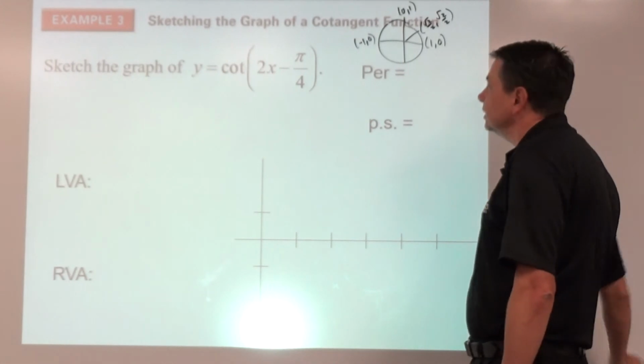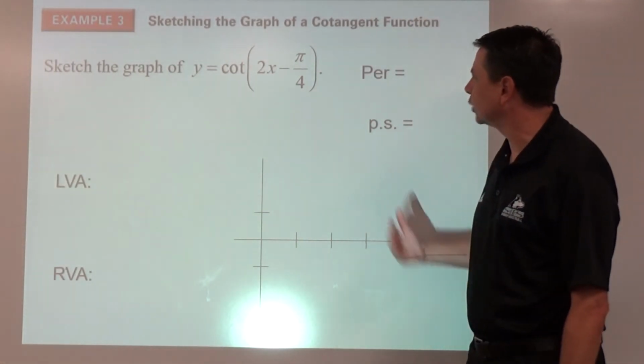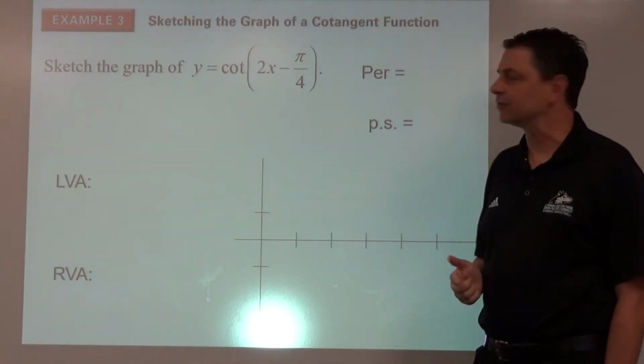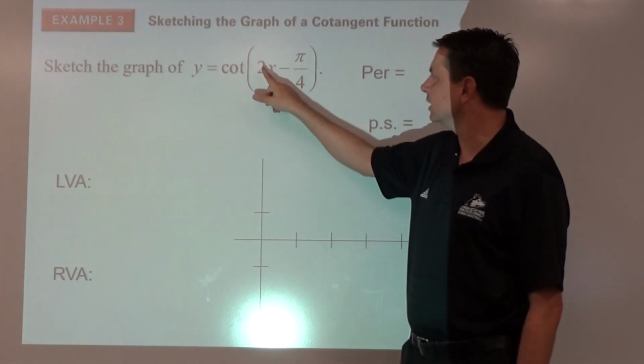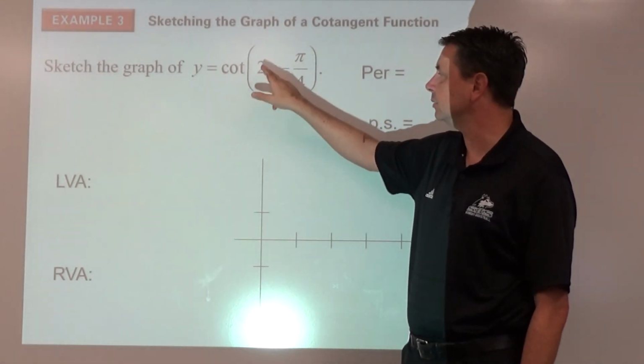Example number 3, sketch the graph of the cotangent function. Quite a bit going on in this one. First thing we're going to want to go after is the period. The period is pi divided by b, pi divided by 2.